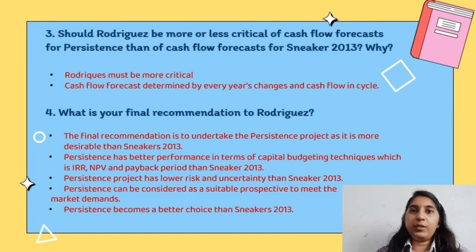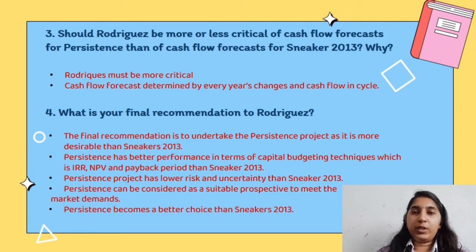For question 3, the cash flow forecast for Persistent must be more critical than the cash flow forecast for Sneaker 2013. The cash flow forecast is determined by every year's changes and cash flows in the cycle. Rory should focus on the Persistent cash flow forecast, as it seems more desirable than Sneaker 2013.